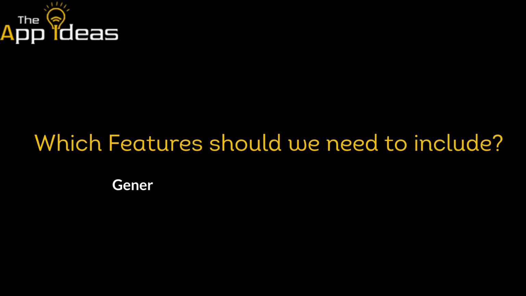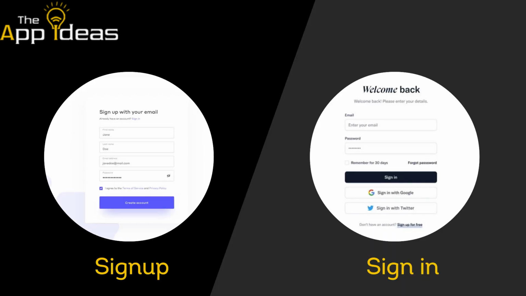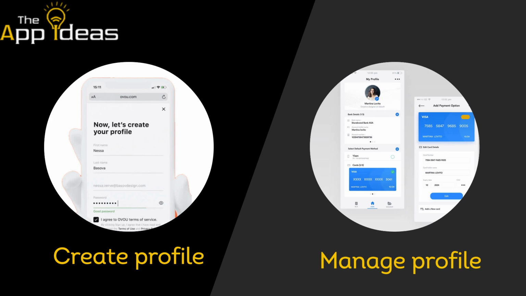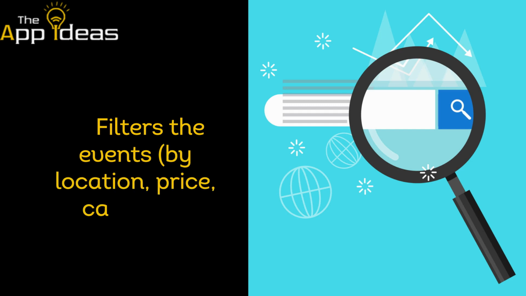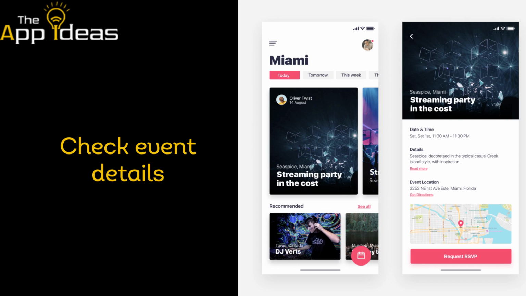Which features should we include? Generally, this app needs the following features. User: sign up, sign in, forgot password, change password, create profile, manage profile. Search events, filter the events by location, price, category. Check events listing, check event details.